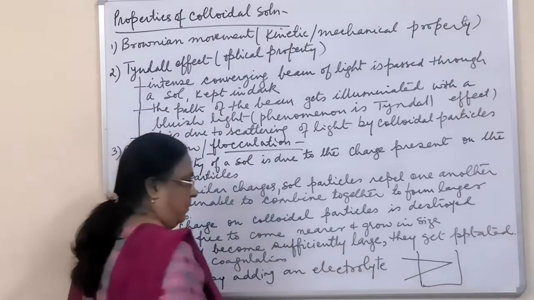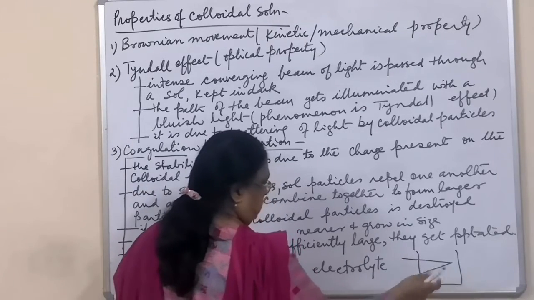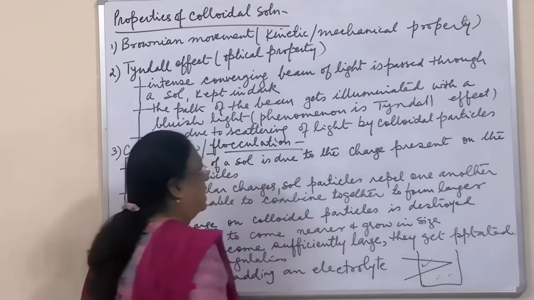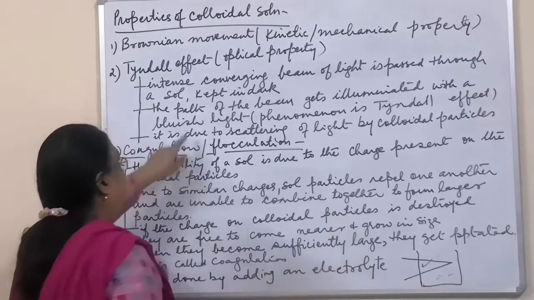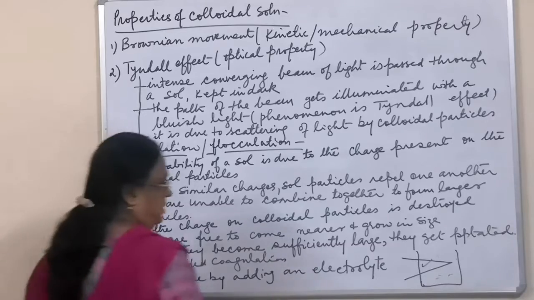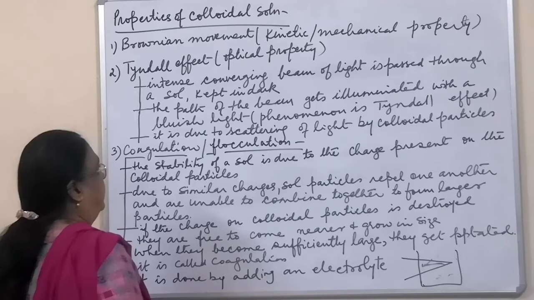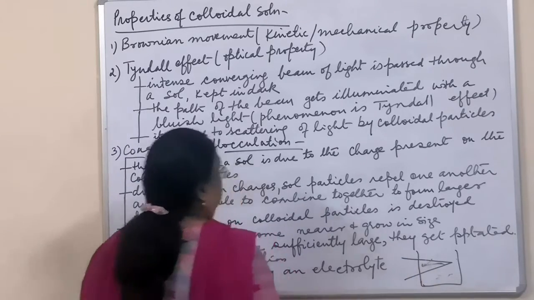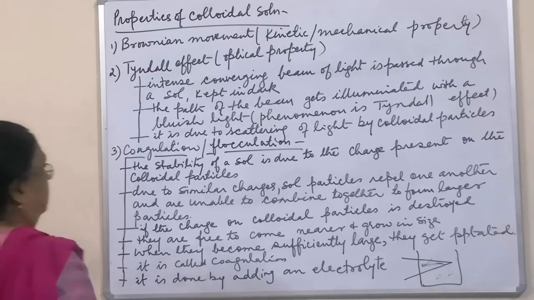In the dark, this portion is not visible, but this portion which is passing through the sol, this is all sol here, is visible as a blue color, since the path of the beam gets illuminated with a bluish light. This bluish light we can see here, and this effect is called Tyndall effect. It is because of the scattering of light by the sol particles, and that's why the path is illuminated.